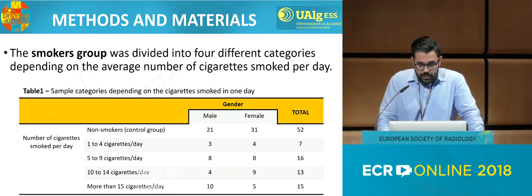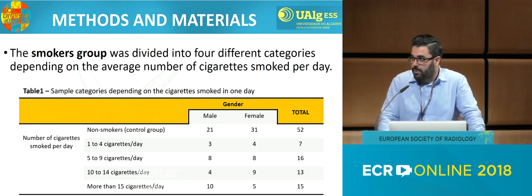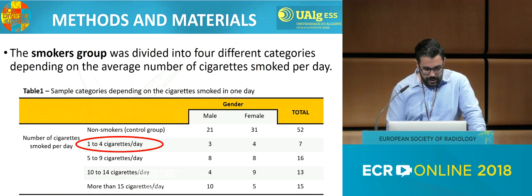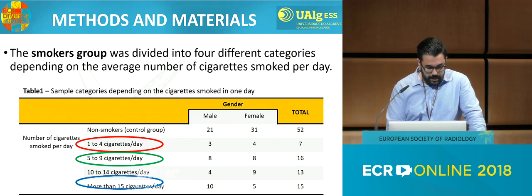The smokers group was divided into 4 different categories depending on the average number of cigarettes smoked per day. The first category, 1 to 4 cigarettes per day. Second category, 5 to 9 cigarettes per day. The third category, 10 to 14 cigarettes per day. And the last category, more than 15 cigarettes per day.